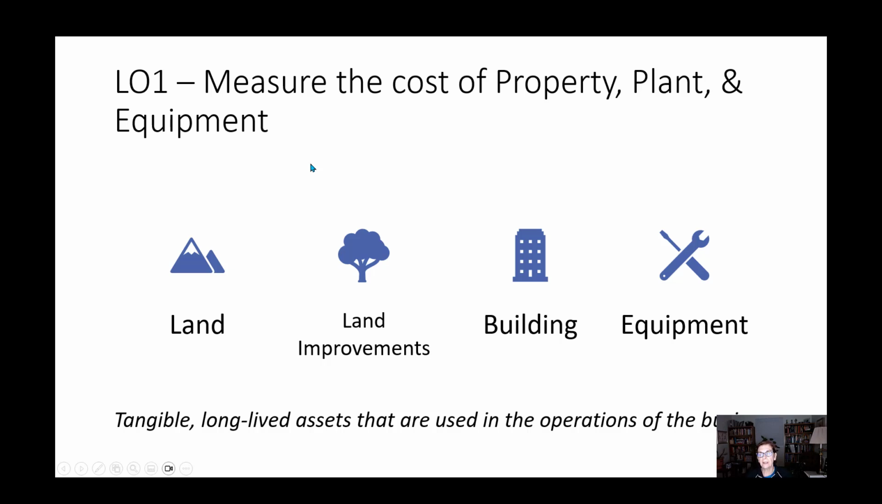So property, plant, and equipment is generally put into these 4 categories, or these 4 accounts: land, land improvements, building, and equipment. Land is kind of self-explanatory, right? Probably look out the window and you can see some land.